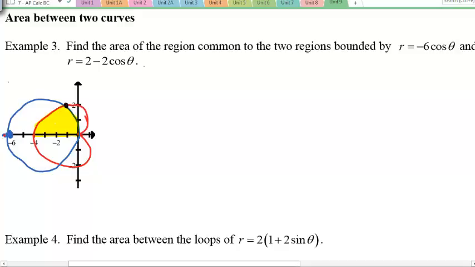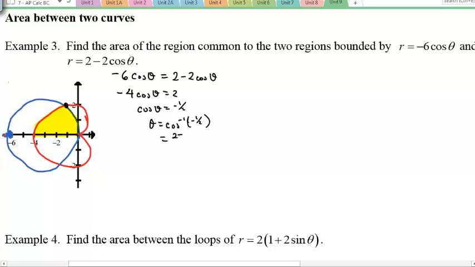or you can use algebra. I'll just quickly use algebra. Negative 6 cos theta equals 2 minus 2 cos theta. Let's see, that's negative 4 cos theta equals 2, so cos theta equals negative 1/2. Inverse cos of negative 1/2, I believe, what's that? 2 pi over 3 and 4 pi over 3. So that point here probably is theta equals 2 pi over 3. Okay. So now how do we set up this area?